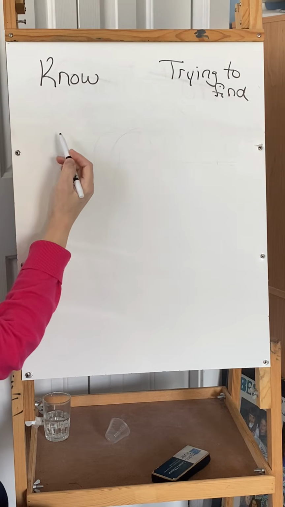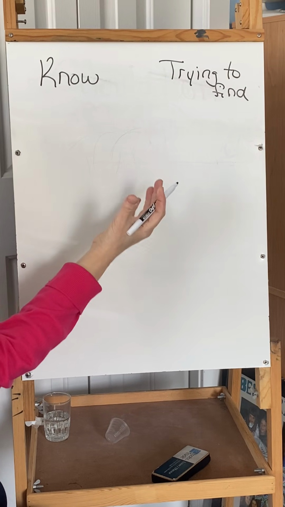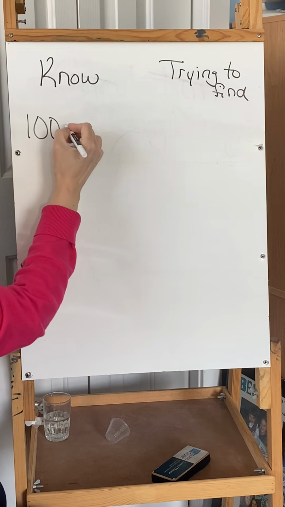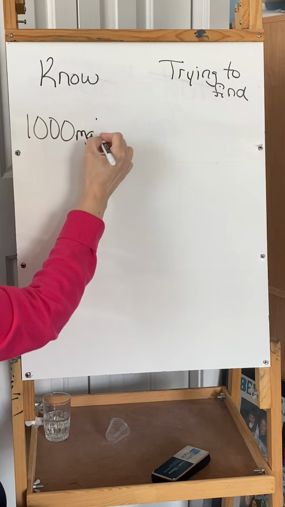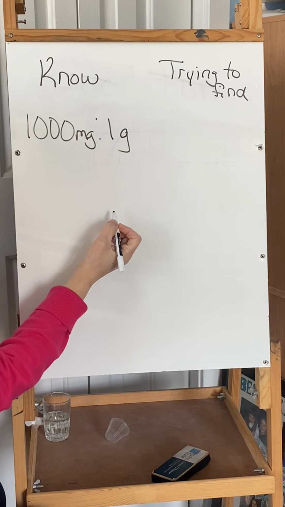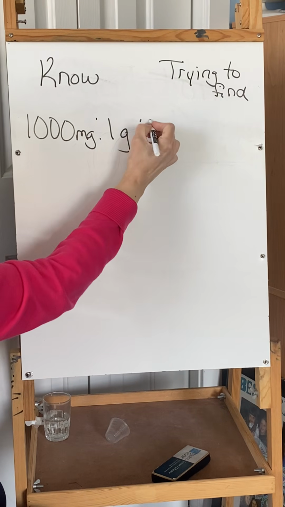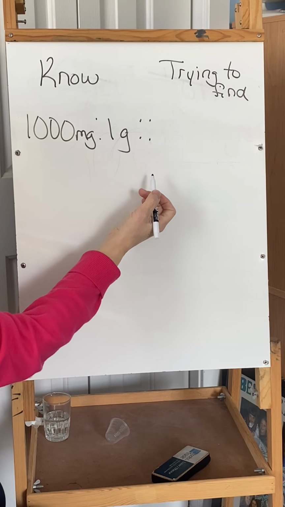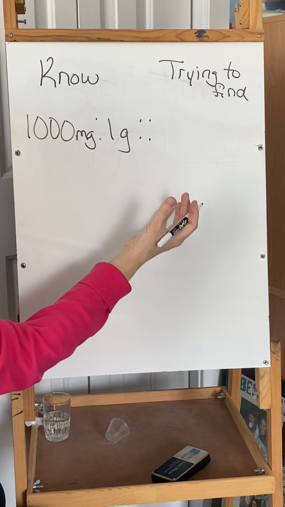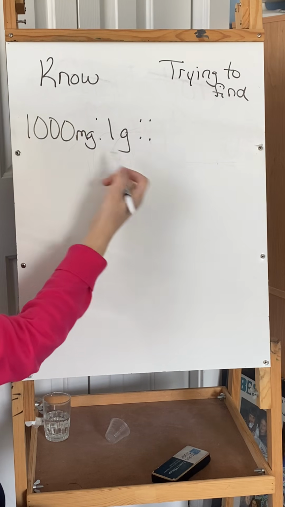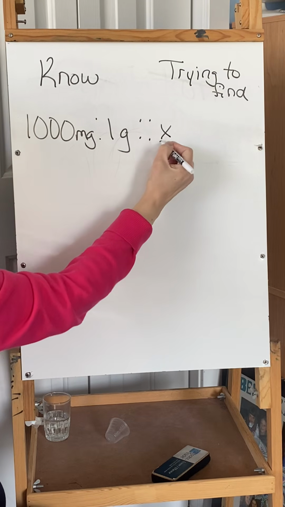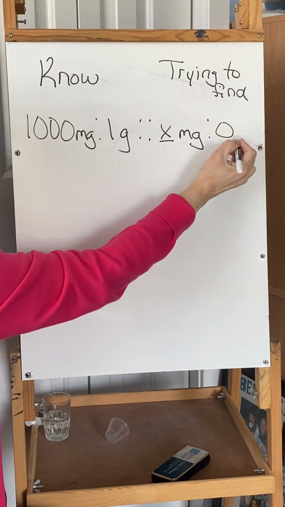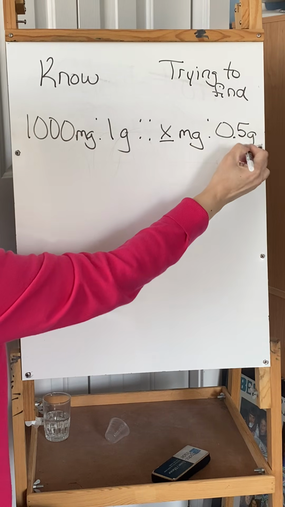All right, so what do we know about grams and milligrams? We know that 1,000 milligrams is equal to 1 gram. What we don't know, our problem said, 0.5 grams is how many milligrams. That's what we don't know. We're looking for milligrams. So X is our milligrams, and we know that we have 0.5 grams.